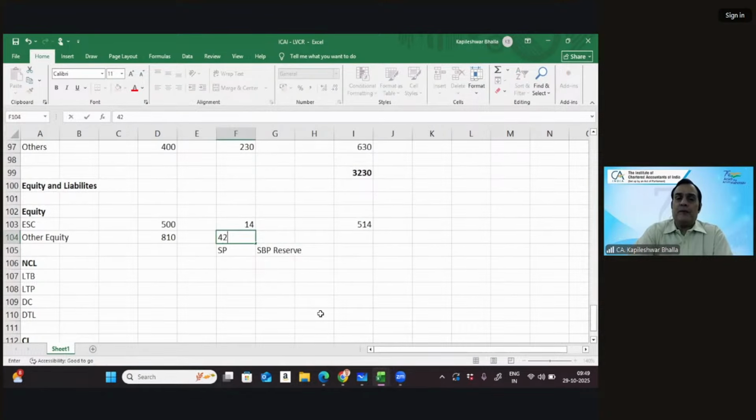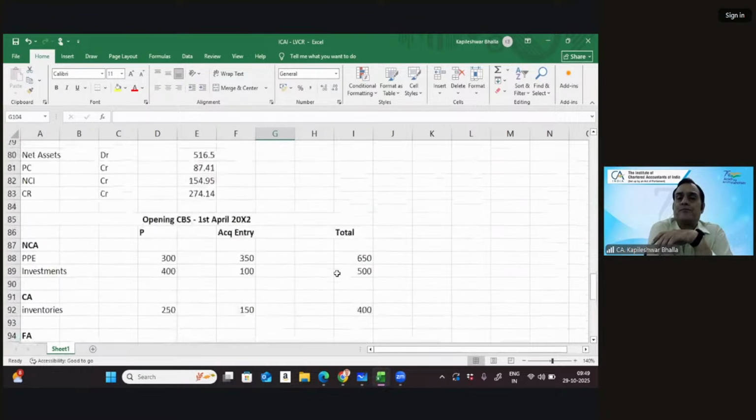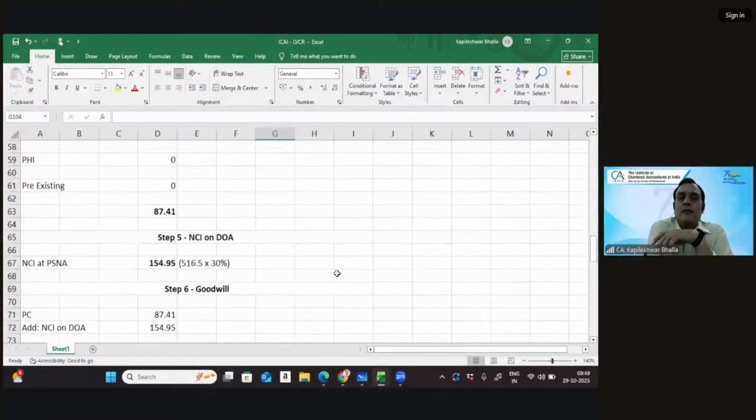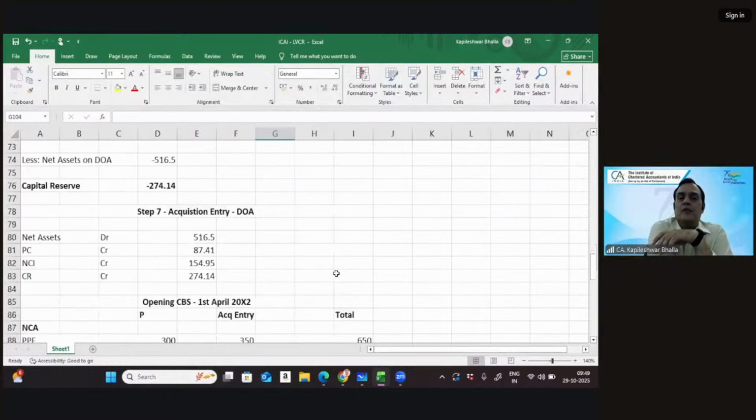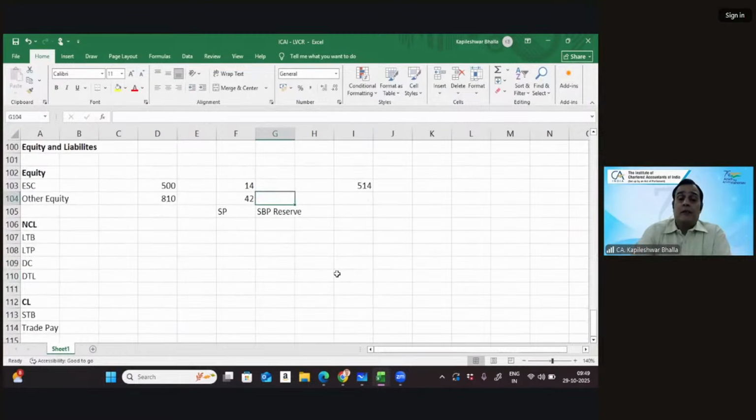So share premium is going to be 42. And I guess if I go back to the PC, the SBP reserve was 2.5. So we need to remember to consider that SBP reserve as a part of the other equity. In fact, you can even take separate line items for all these things, but I've just merged everything as a part of the other equity. That gives me the sum total of the other equity in the balance sheet plus the premium and the SBP reserve. Now let's go to the long-term borrowings.